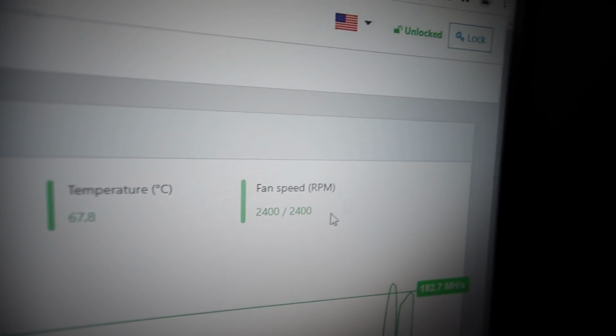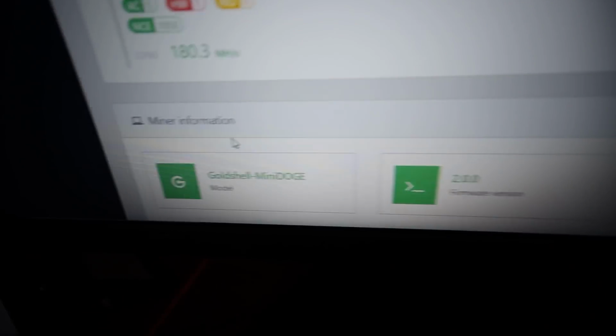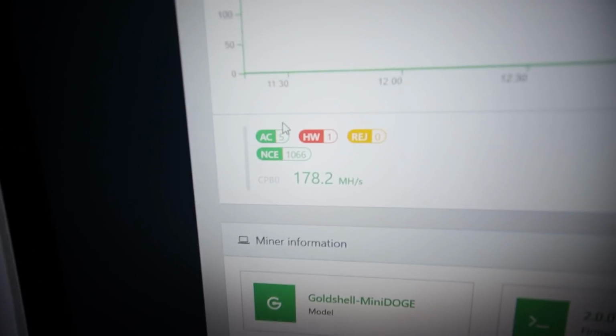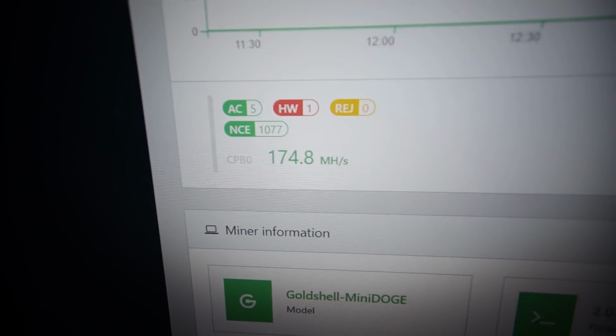This is my first look into the Goldshell style ASIC miners, okay? So you guys can see, I've only had it on for less than 10 minutes, but there's a lot of cool information here. Looks like we're hovering around right now 176 megahash.